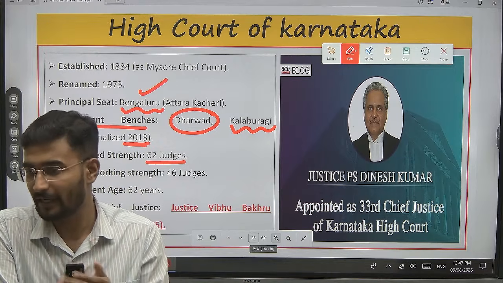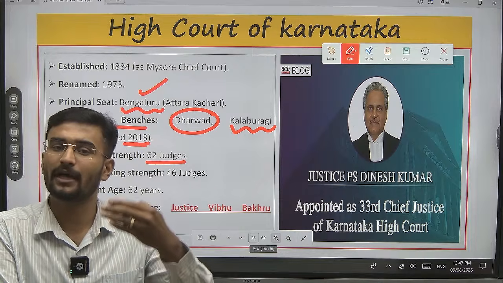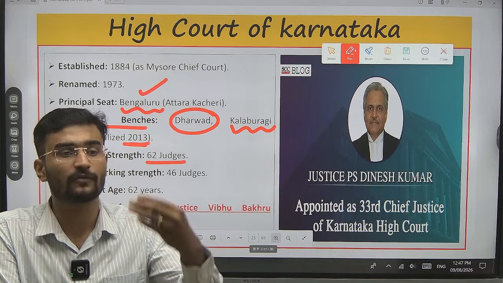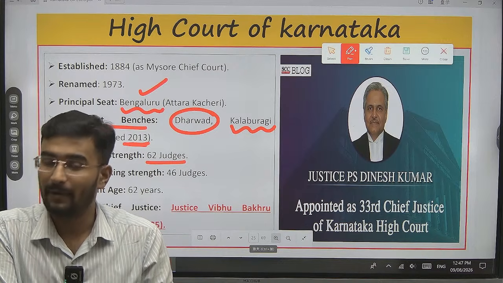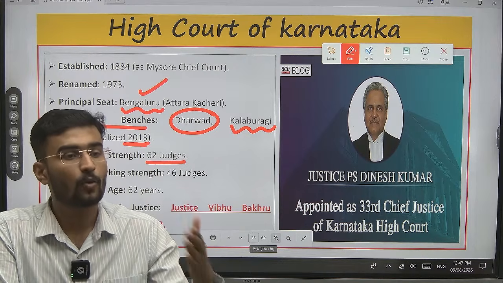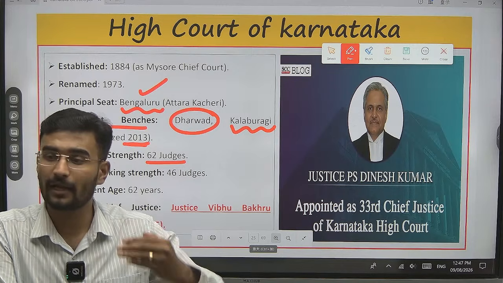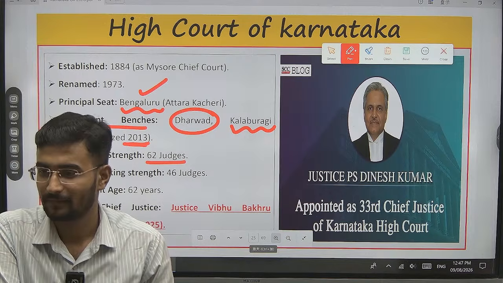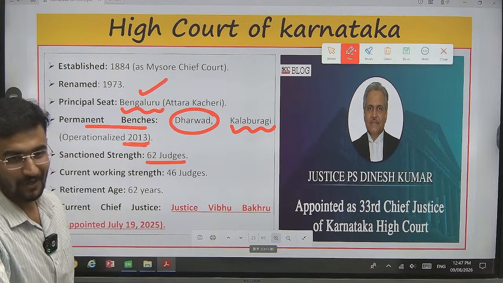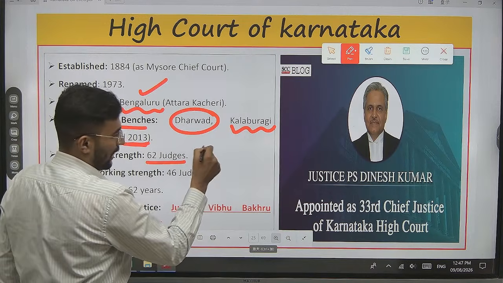We have increased it to 38. Now who has the authority to increase the strength of Supreme Court judges to 38? Parliament. But the second question is, who has the authority to increase the strength of High Court judges? President. It's not Parliament.